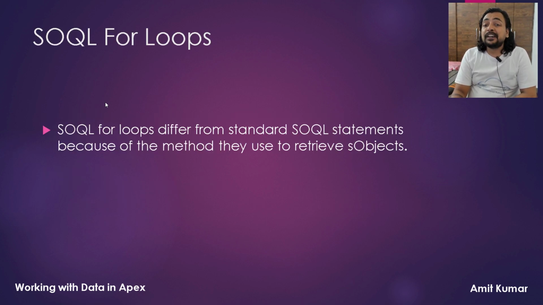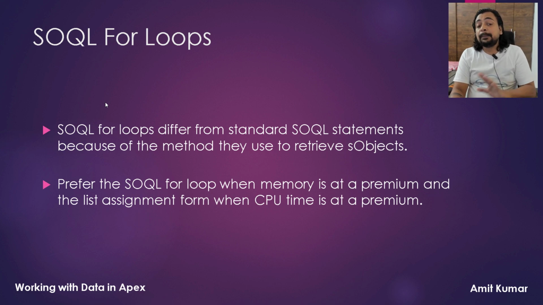SOQL for loops differ from standard SOQL statements because of the method they use to retrieve sObjects. We usually prefer the SOQL for loop when memory is at a premium. Generally, we write a SOQL query, hold the result in a list of sObject, and then iterate over that list. But with the SOQL for loop, we directly iterate over the SOQL query. So when memory is more important, we prefer the SOQL for loop.